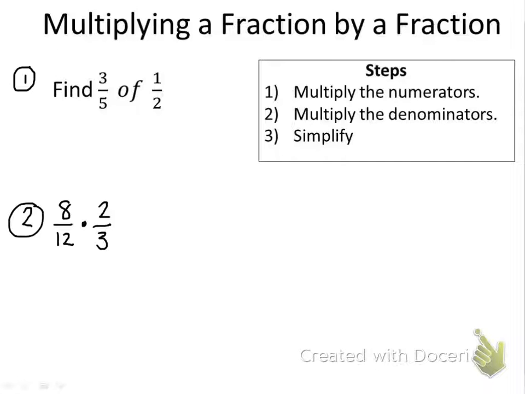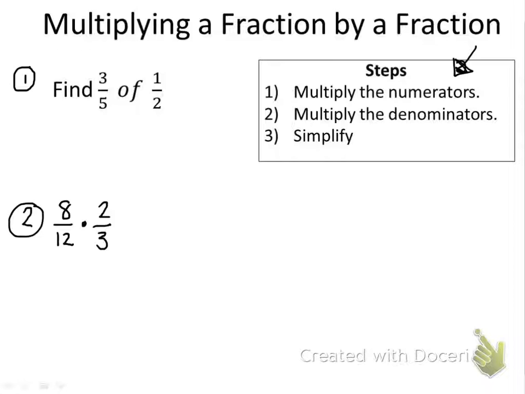There are only 3 steps when you're multiplying a fraction by a fraction. You multiply the numerators, and then multiply the denominators, and then simplify. And that's it. Let's start with number 1. Make sure you write down your steps.